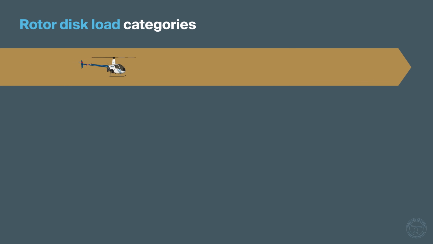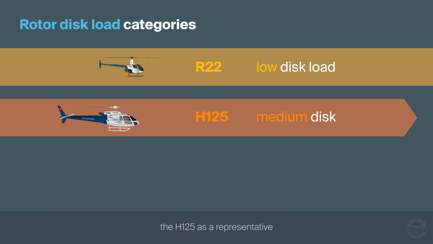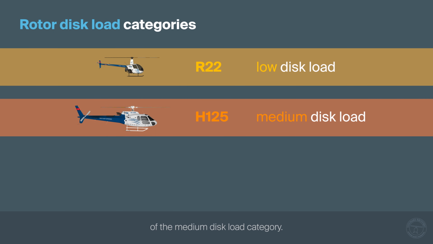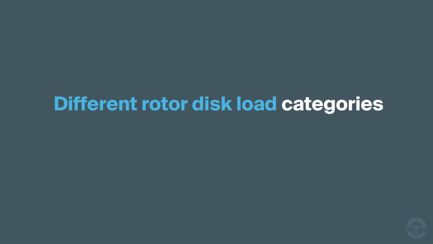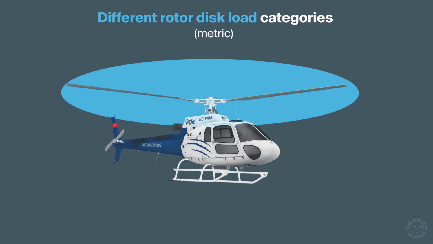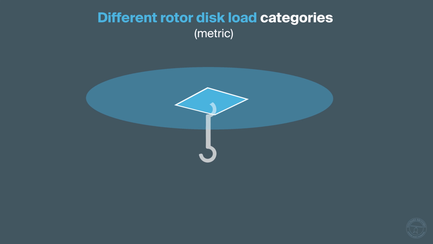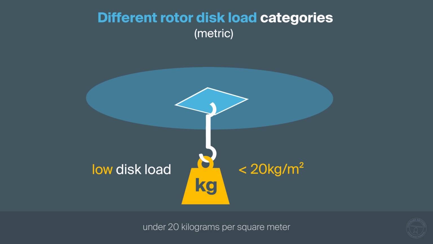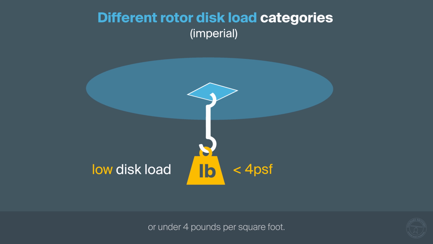Rotor disc load categories. In this movie, we use the R22 as a representative of the low disc load category, the H125 as a representative of the medium disc load category, the AW139 as a representative of the high disc load category. Different rotor disc load categories. Low disc load: under 20 kilograms per square meter or under 4 pounds per square foot.